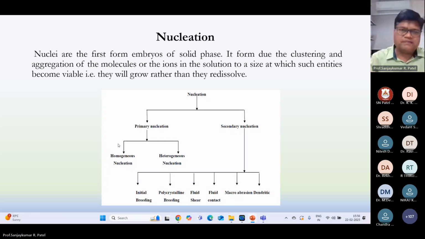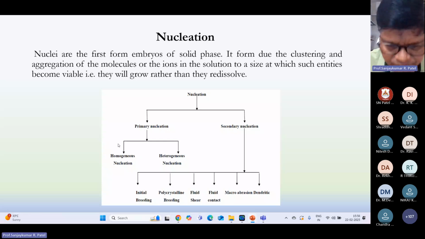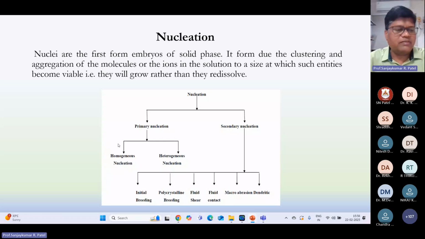So the main fundamentals required to understand crystallization, or if you want to control this nucleation process, you should understand two more definitions. One is known as induction time. So what exactly is the induction time? It is the time between the creation of the supersaturation and the appearance of the crystals.